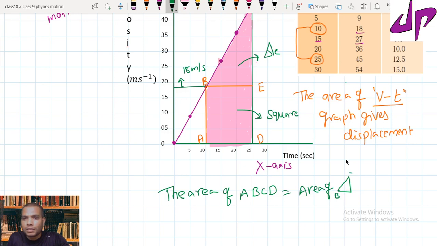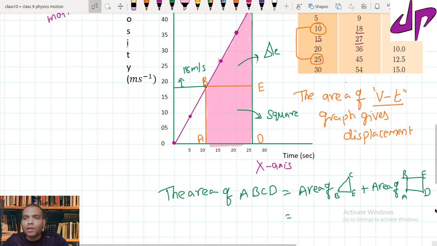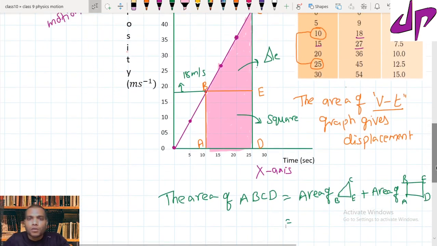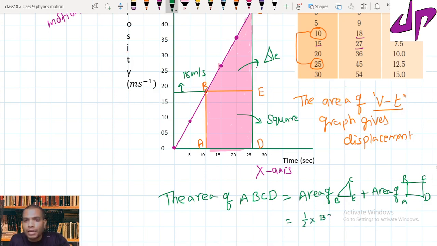Plus the area of a square. Here the square is ABED. So to find the area ABCD, we need to find the area of a triangle and the area of a square. What is the area of a triangle formula? Half times base, here I can take AB, and height equal to CE, plus the area of a square, side times side. One side you can take as AD times another side BE. So it's very easy to calculate the area of the graph. If you find that area, it gives the area of ABCD.